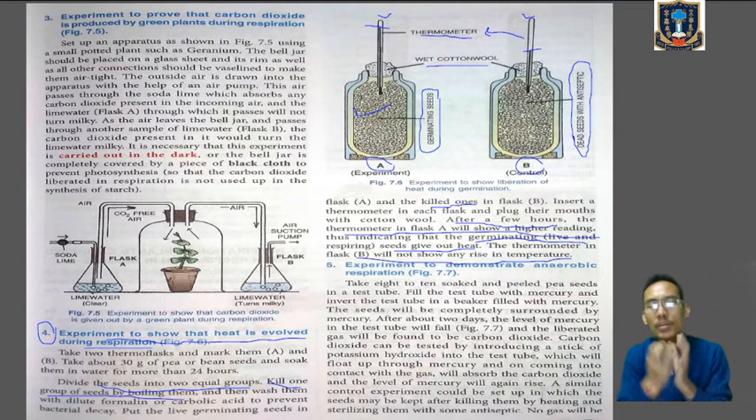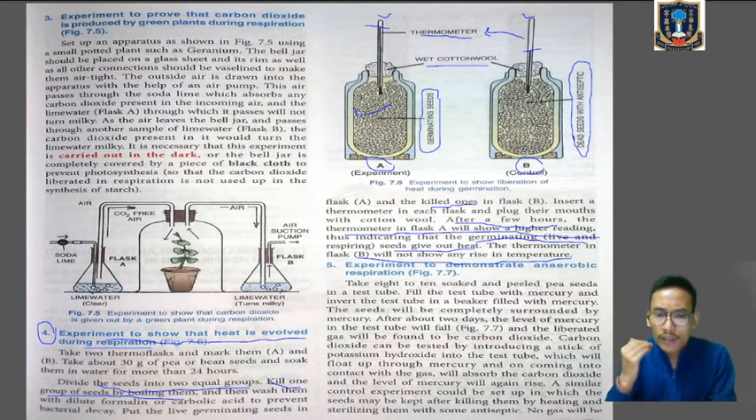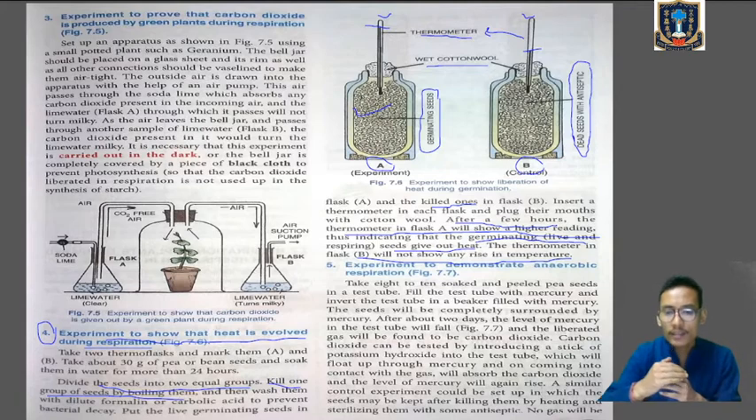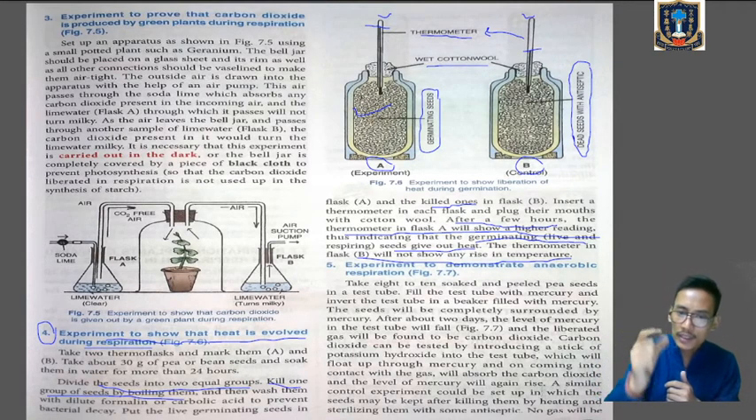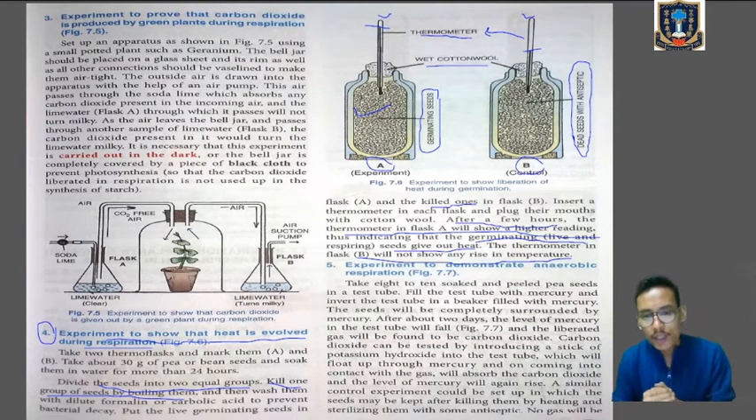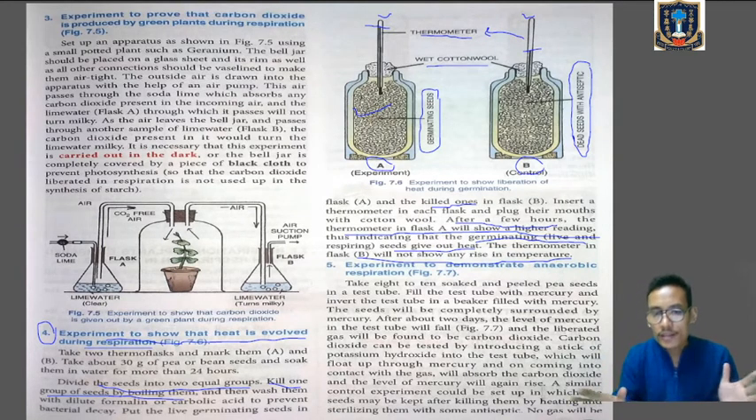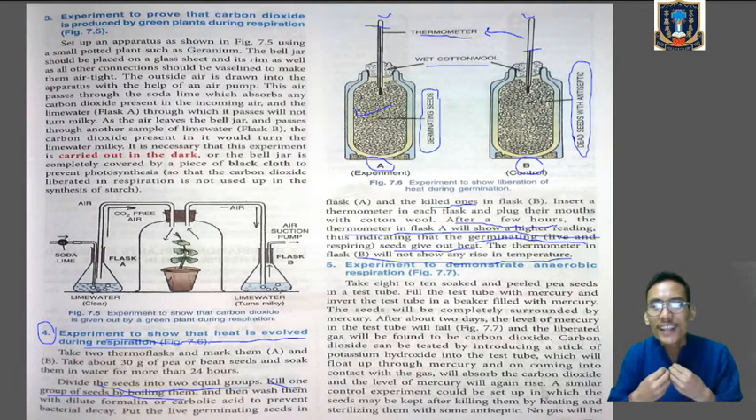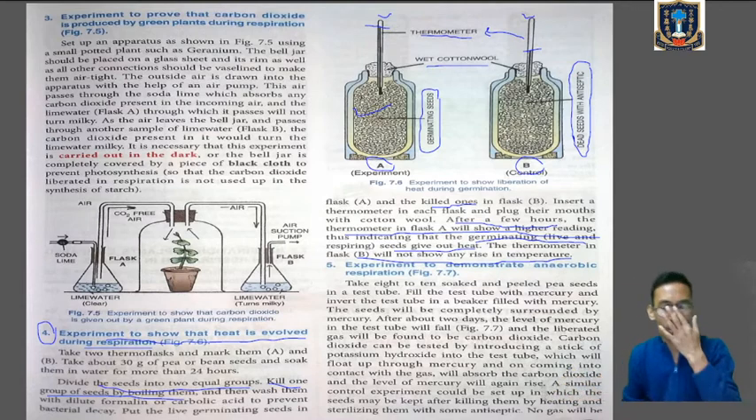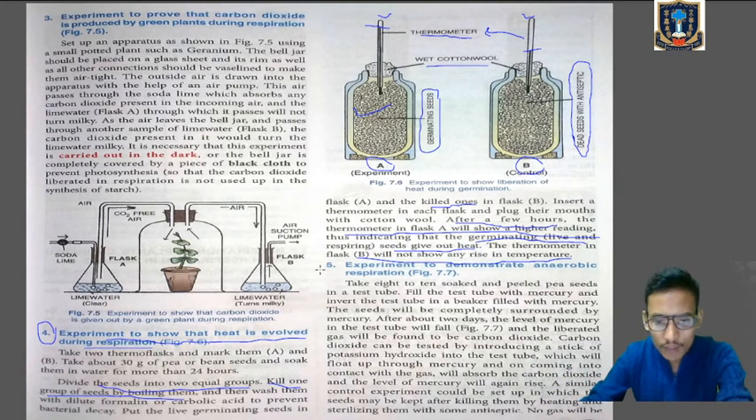Our observation will be that the reading of the thermometer in flask A has increased. So there will be a higher reading in the thermometer placed in thermoflask A, whereas there is no rise in temperature in the thermometer placed in flask B. So our conclusion will be that the germinating seeds give out heat during the process of respiration. Clear? Okay, now the next experiment of the day.